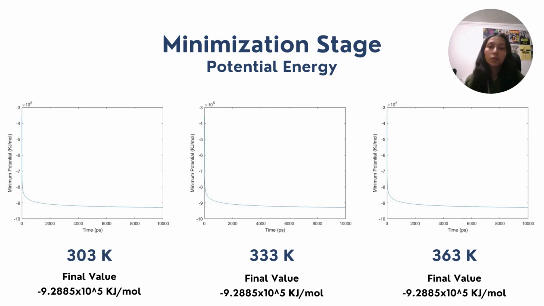We can see that for the three simulations at different temperatures, the same graphs were obtained. Here we have an exponential decrease of the potential energy to minus 9.2885 times 10 to the power of 5 kilojoules per mole. This is due to the fact that, as this is the first step of the simulation, the temperature of the system is not yet considered.